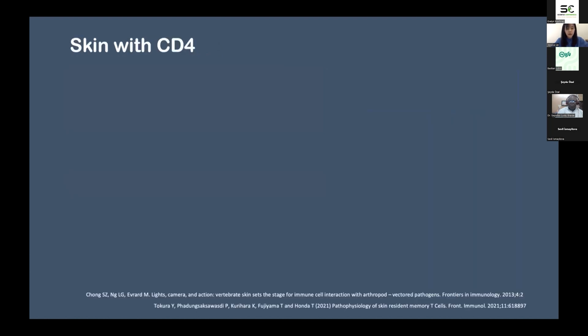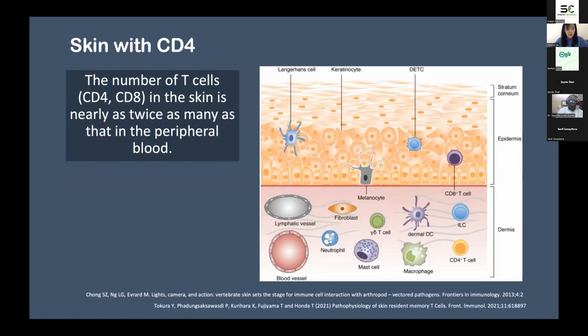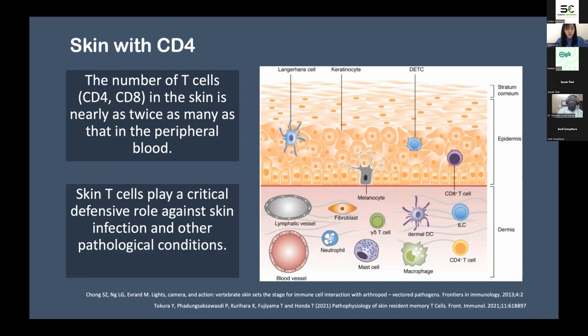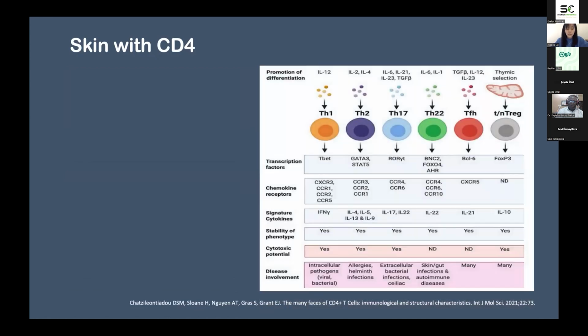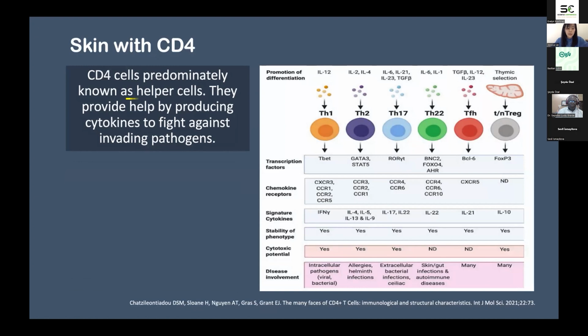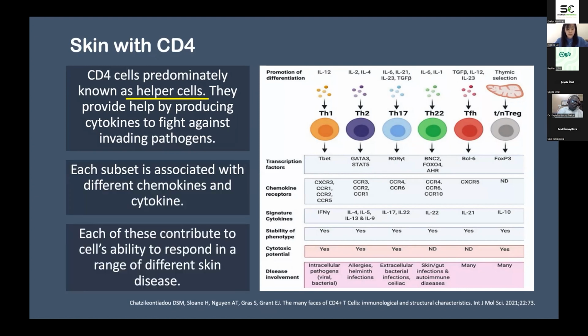The skin, on the other hand, is an organ equipped with the capacity to mount and execute an immune response. The number of T cells in the skin is nearly twice as many as that in the peripheral blood. Skin T cells play a critical defensive role against skin infection and other pathological conditions. These are the various subsets of CD4 in humans. CD4 cells, predominantly known as helper cells, provide help by producing cytokines to fight against invading pathogens. Each subset is associated with different chemokines and cytokines, each of which contributes to the cells' ability to respond in the range of different skin diseases.